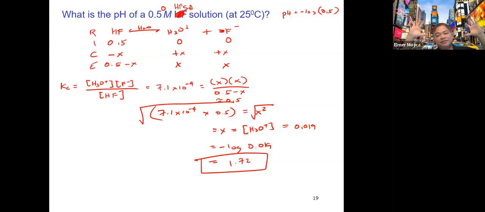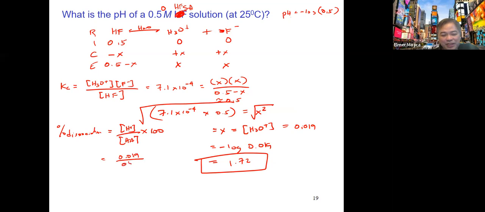Now, the question is, how do we check if our approximation is right? So this rule only applies if the percentage dissociation is less than 5%. So if we're going to look at the percentage dissociation or ionization, that's just your H plus over your HA times 100. So what is your H plus? 0.019. What is HA? 0.5. So times 100, ilang percent?